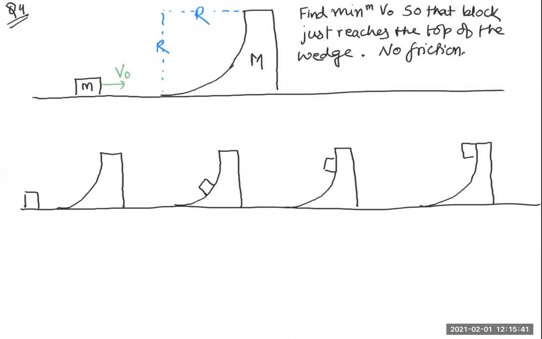So what do I do here? Well, the first thing I notice, and please pay attention to what I'm saying now, is that there are two moving objects. If there are two moving objects, then I can always consider the collection of the two moving objects as one system. In fact, that is what this whole chapter is about.